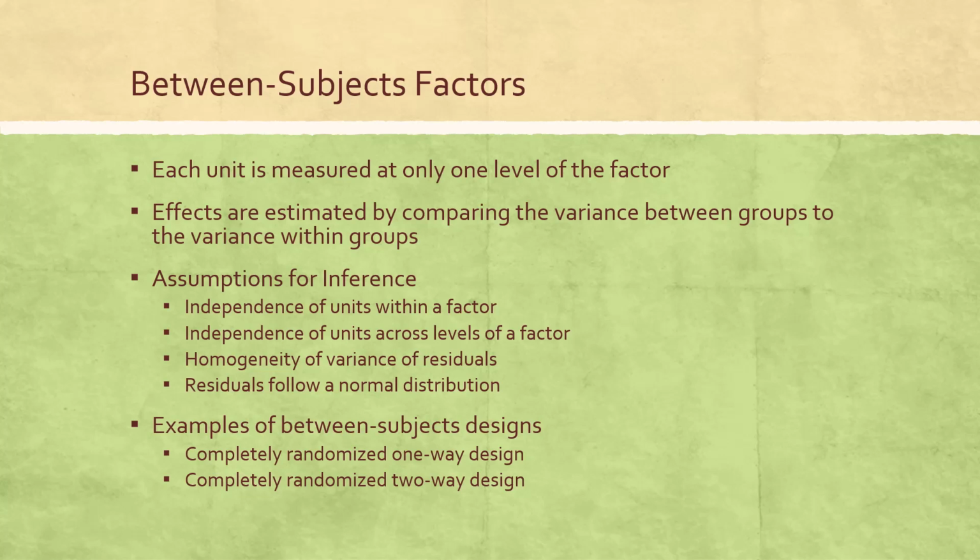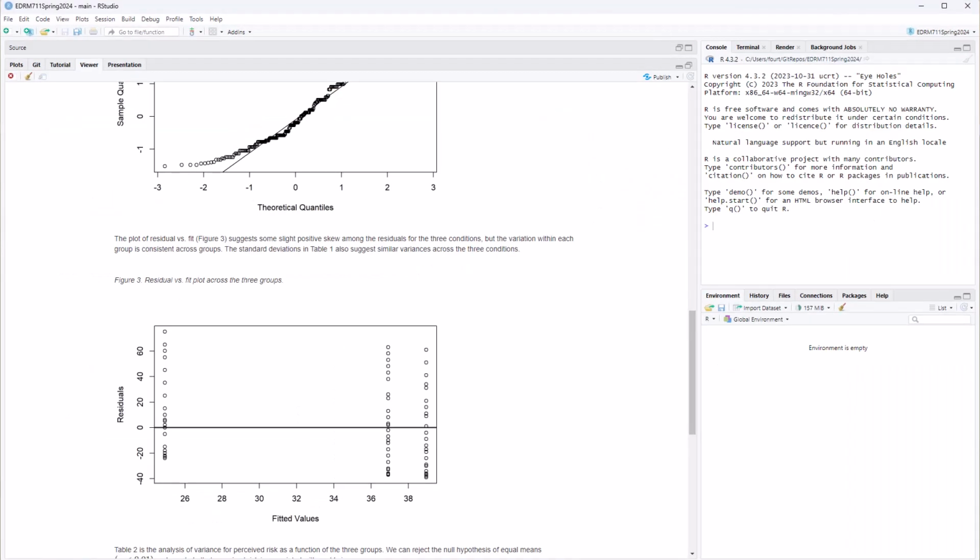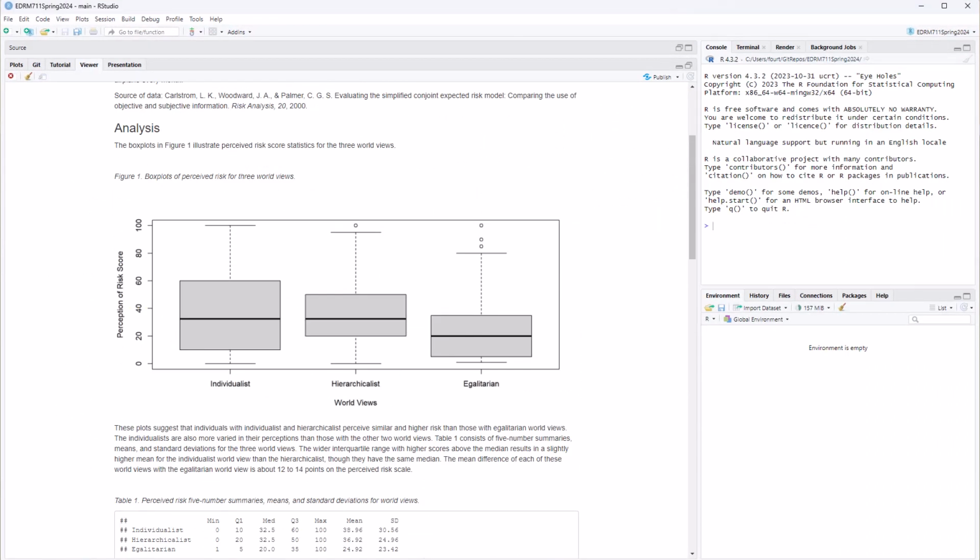Examples of between subjects designs, we've looked at 2 of them. The completely randomized one-way design, or another example would be the one-way design, and that's actually what we have here. Notice I've removed the words completely randomized. Why is that? Because in order to put people into different categories in terms of their worldviews, we did not randomly assign them. We, in fact, just measured them.